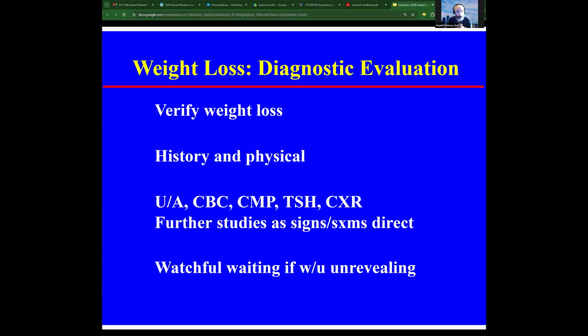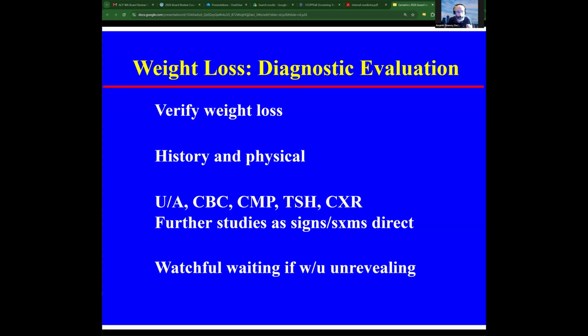So for your evaluation, you start with verifying the weight loss, then you want a really good history and physical. No talk on internal medicine is complete without emphasizing that you need a good history and physical. And then an appropriate, limited, targeted laboratory workup. So it's reasonable to get a UA.